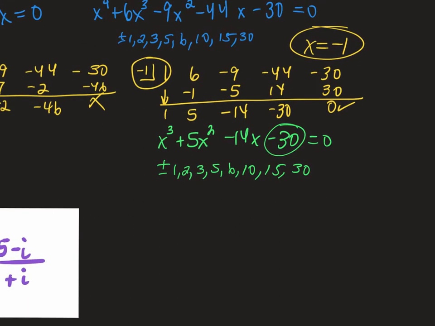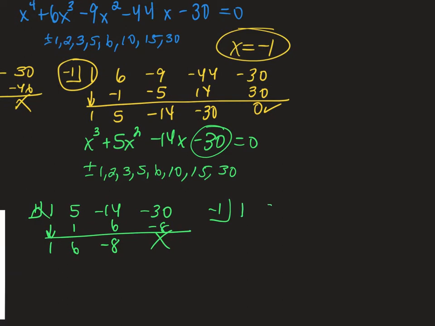Now again, I suggest you start with positive 1. Write out your coefficients. 1, 5, negative 14, negative 30. Bring down the 1. 1 times 1 is 1. 5 plus 1 is 6. 6 times 1, 6. Negative 14 and 6 is negative 8. Negative 8 times 1 is negative 8, that's not going to work. All right, try negative 1.